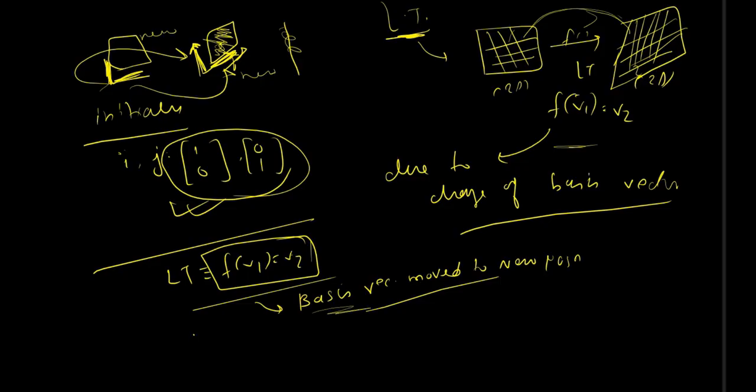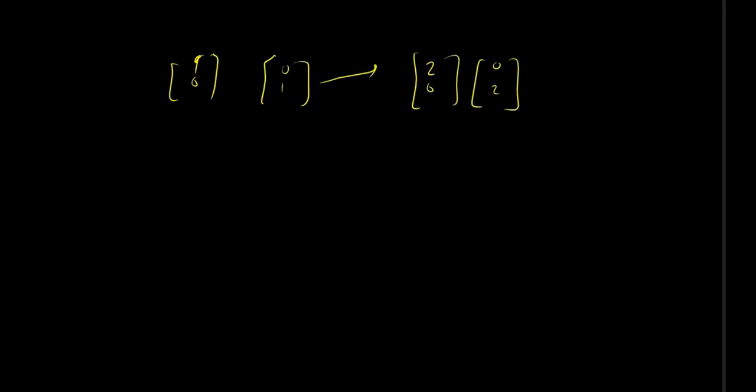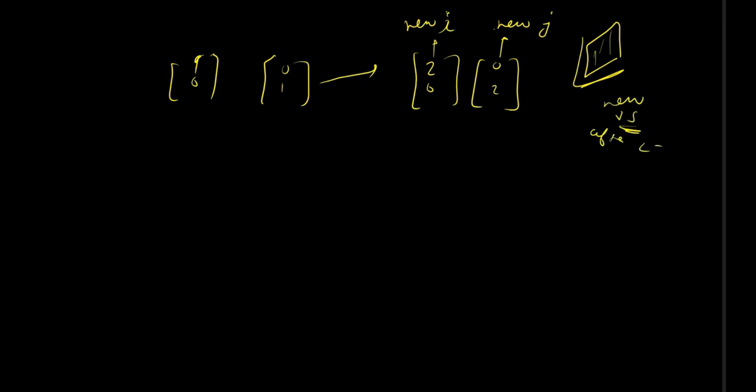Now, this is where the role of matrices comes in. Just remember this point. Basis vectors moved to a new position led to the linear transformation, right? Remember this point. I should write it. Move to a new position. Let the new position be 2, comma 0 and 0, comma 2. So this is the new I of the new vector space, and this is the new J, right? Yeah, this is the new vector space after the linear transformation.